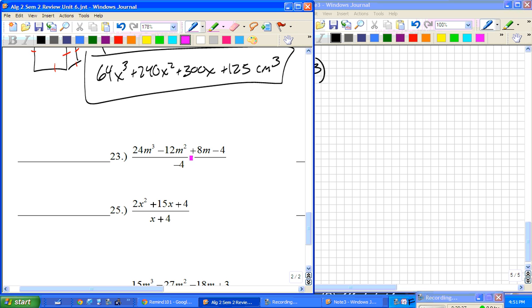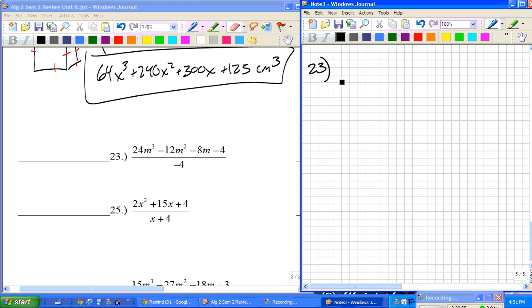Now, when we're doing a problem like this, since you're only dividing by that one term right there, we're actually going to split this up and do all of these individually, okay? So the way we would write that out would be 24m cubed divided by negative 4, the negative 12m squared divided by negative 4, the 8m divided by negative 4, and negative 4 divided by negative 4, okay? And we're doing each one of those individually, all right?